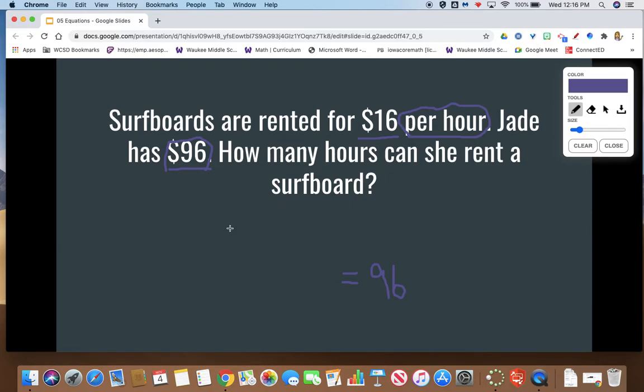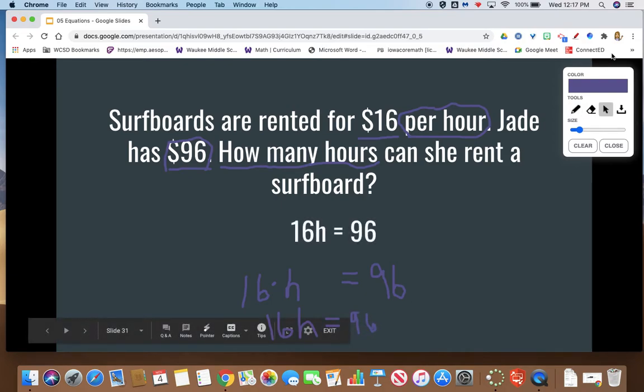What's our unknown? If we go back into our problem, we have to look at the question to figure out our unknown. It's how many hours can she rent? We know that it's $16 per hour, but we don't know how many hours she's going to be able to afford with her $96. So we're going to take our 16, and what operation do you think we would do with the hours? We would multiply 16 times h to figure out how many hours she can pay for with her $96. That's what our equation would look like if we set it up.